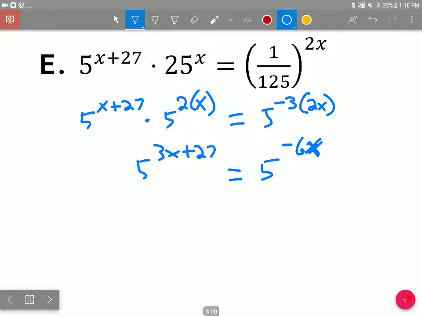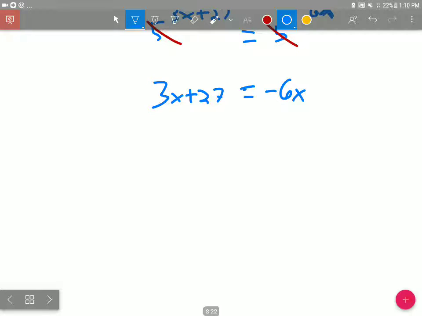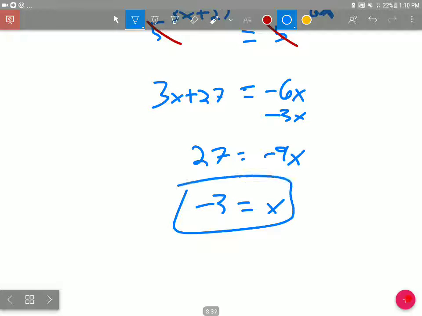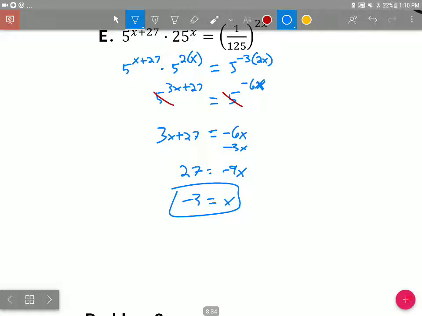All right. Now what can we do? Cancel out the 5s, exactly. So we got 3x plus 27 equals negative 6x. Okay. Where are we going to go from there? Move the 3 over, so you want to subtract the 3. So 27 equals negative 9. So x equals what? Negative 3. And that's your full problem right there.